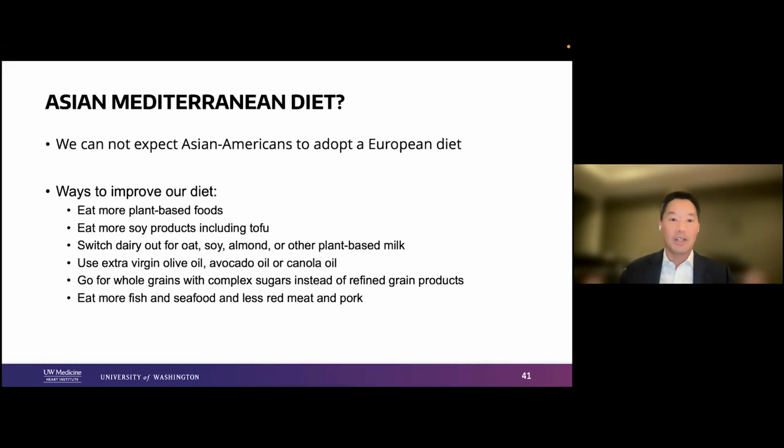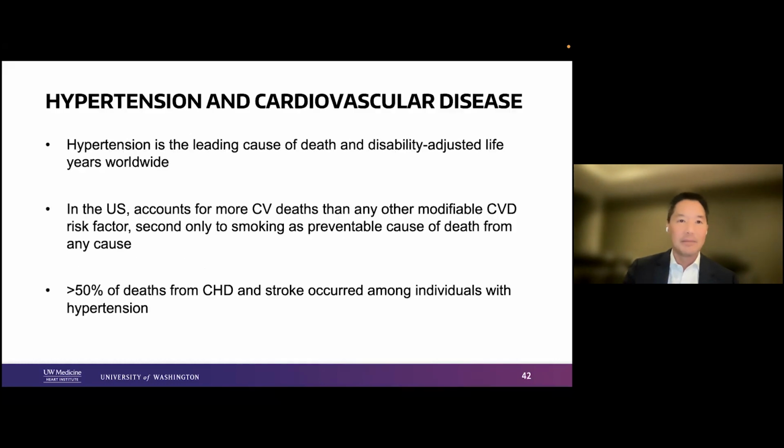So Indian diets traditionally have used ghee or clarified butter, which is extremely unhealthy for you. So instead of using that, try using one of these, either avocado, canola, or extra virgin olive oil instead of using the clarified butter. And then also you can see whole grains, eating more fish and seafood and less red meat and pork are some of the mechanisms that we can use to try to incorporate Mediterranean types of foods that are lower in saturated fat and higher in unsaturated fat while retaining our culturally specific dietary habits.